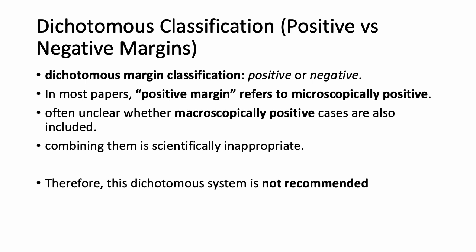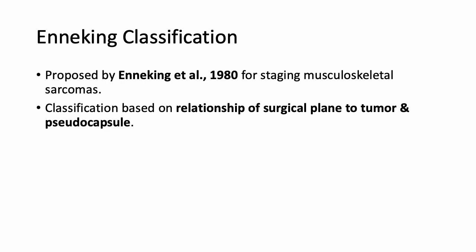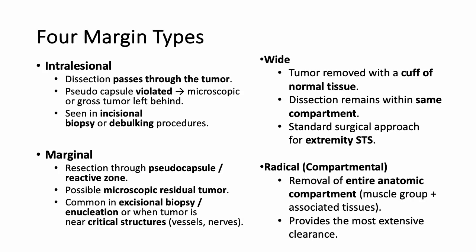The earlier dichotomous classification, that is positive versus negative margin, is now abandoned. It is not recommended because positive margins, whether microscopic or macroscopic, are not differentiated by the system. So another, the Enneking classification, was proposed in 1980 for musculoskeletal sarcoma. This is our working classification. As we can see, there are 4 margin types: intralesional, marginal, wide, and radical. This is the Enneking classification of the margin system.